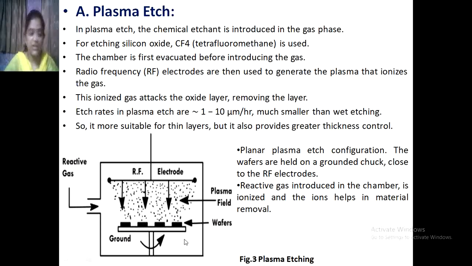The etch rate in plasma is 1 to 10 micrometer per hour, much smaller than wet etching. So it is more suitable for thin layers, but it also provides greater thickness control. In the planar plasma etch configuration, the wafers are held on a grounded chuck close to the radio frequency electrodes. The reactive gas introduced in the chamber is ionized, and the ions help in material removal. So this is nothing but plasma etch.